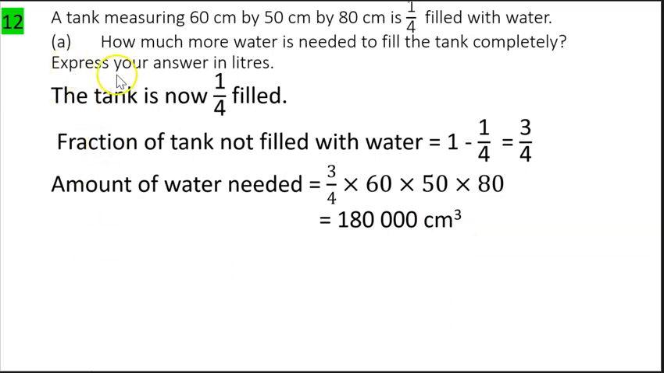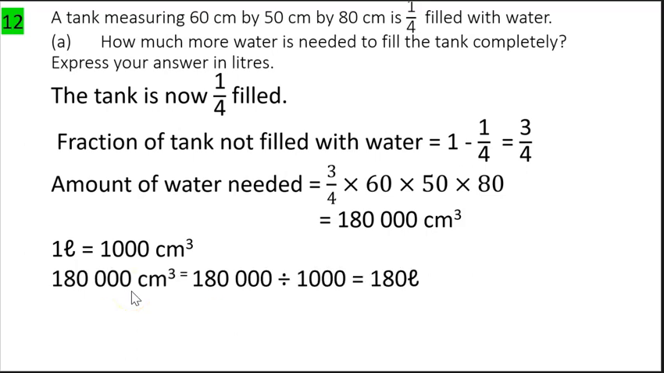But we need to express our answer in liters. 1 liter is equal to 1000 cm3. So 180,000 will be equal to 180 liters.